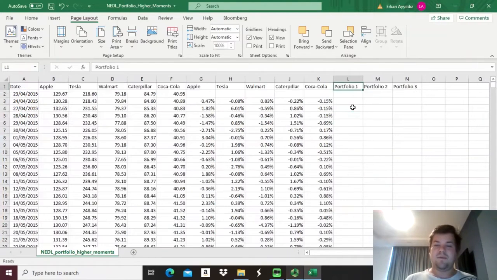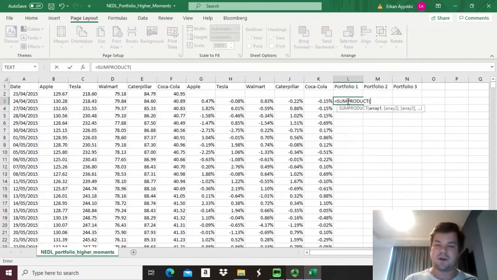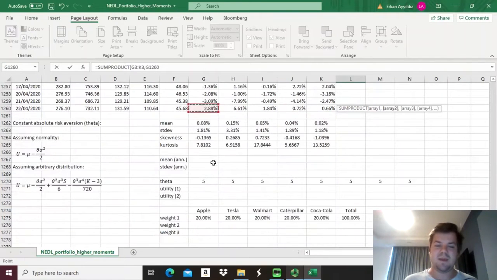Well, here we'll just need to apply the sum product function, and the sum product function would multiply each element of the first array onto the element of the second array and add the results together. So we'll need to select the returns of our 5 stocks and then multiply them and add them together by the weights that we have chosen.